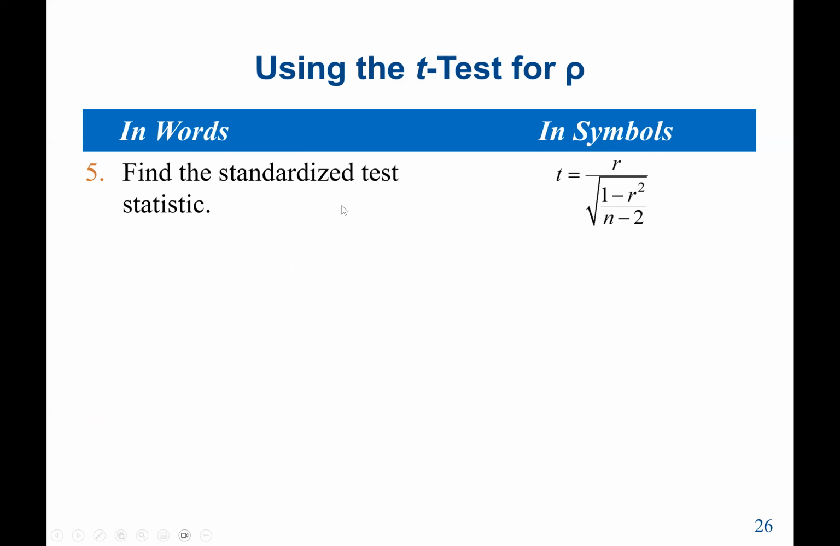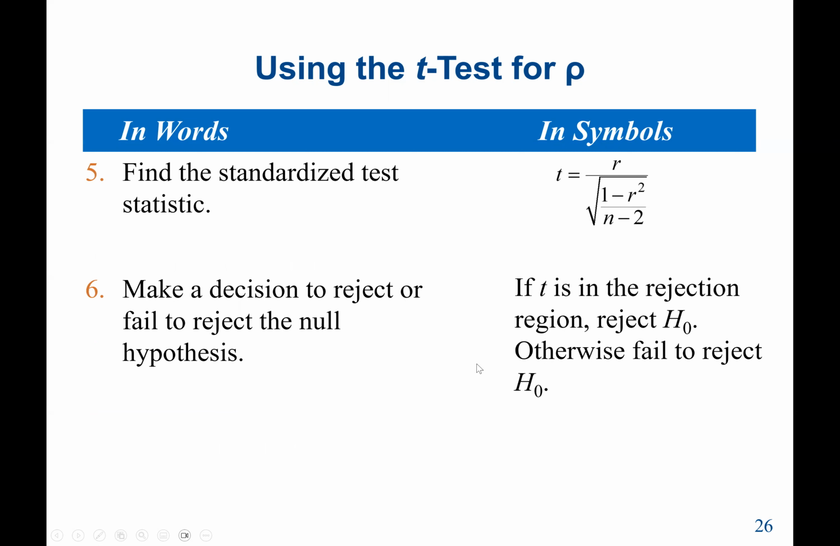So we find the standardized statistic, t equal to r divided by the square root of (1 minus r squared) over (n minus 2). Now we can make a decision. Remember, we already have the critical value from the t table, and now we find the t value here also. So make a decision to reject or fail to reject the null hypothesis.